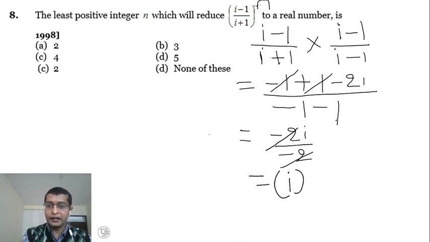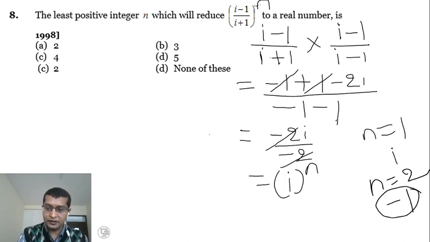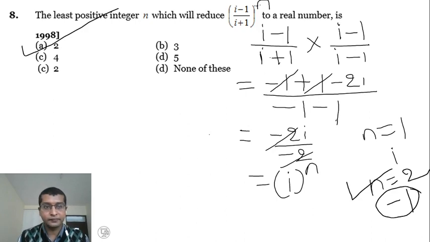So what we observe is that it is i raised to the power n. If you take n equal to 1, it becomes i raised to 1, and we get a complex number i. If you take n equal to 2, we get i square, which is minus 1, which is a real number. Therefore the suitable value of n is 2, so option A is the right answer.